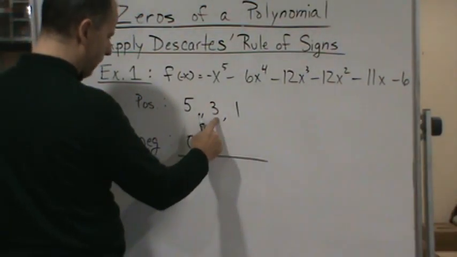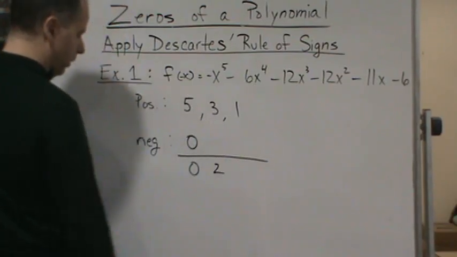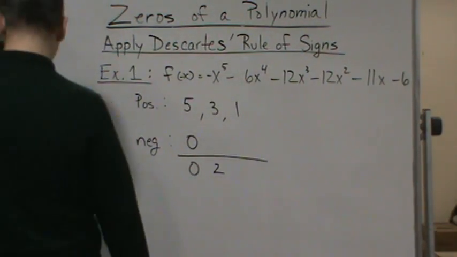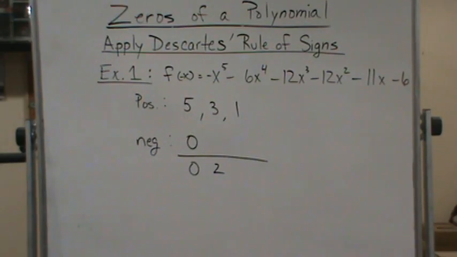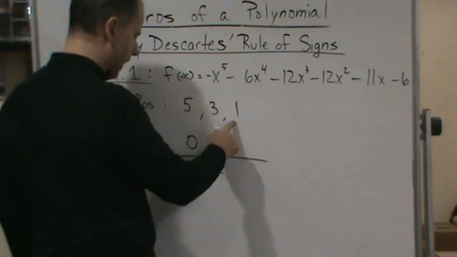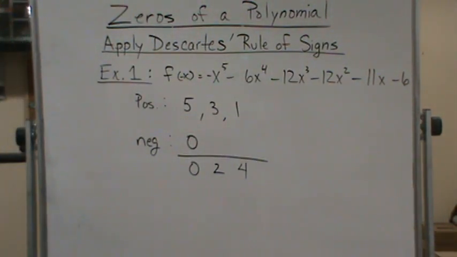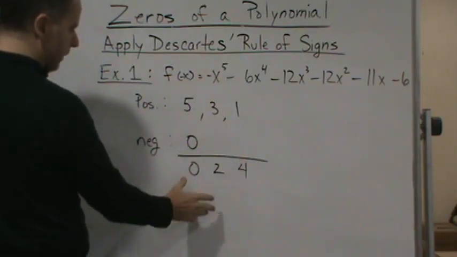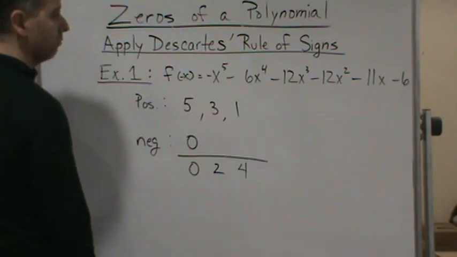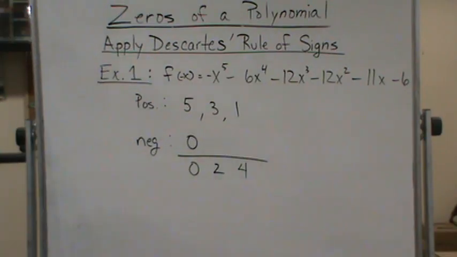And then here, if there are 3 positive roots, that means there would have to be 2 non-real zeros. And if there's 1 positive, then that would mean there would be 4, because everything should add up to 5. So you've got the reals, and then you've got the non-reals, or the complex. All right, that's it. That's how you use Descartes' rule of signs.